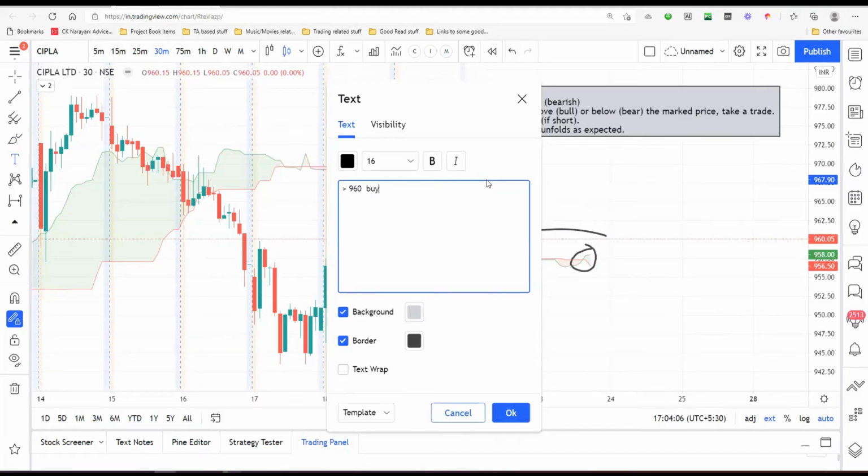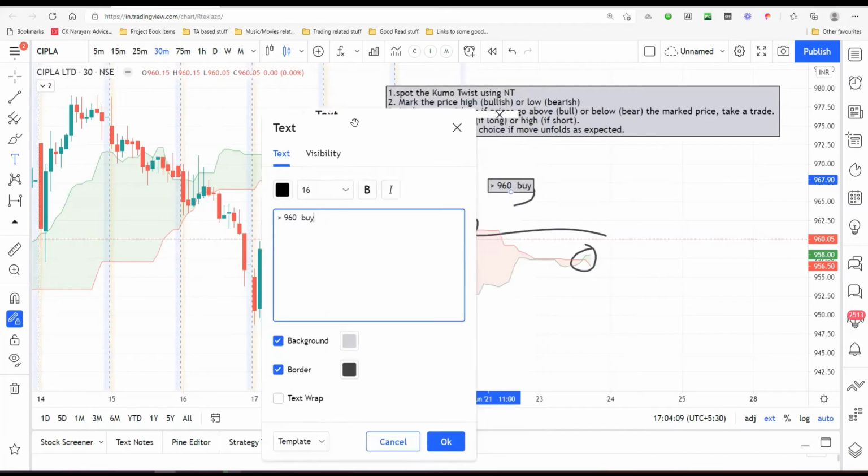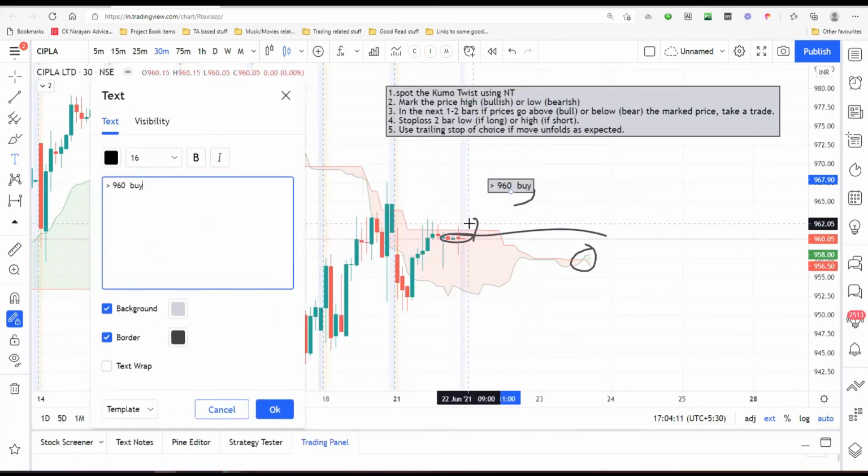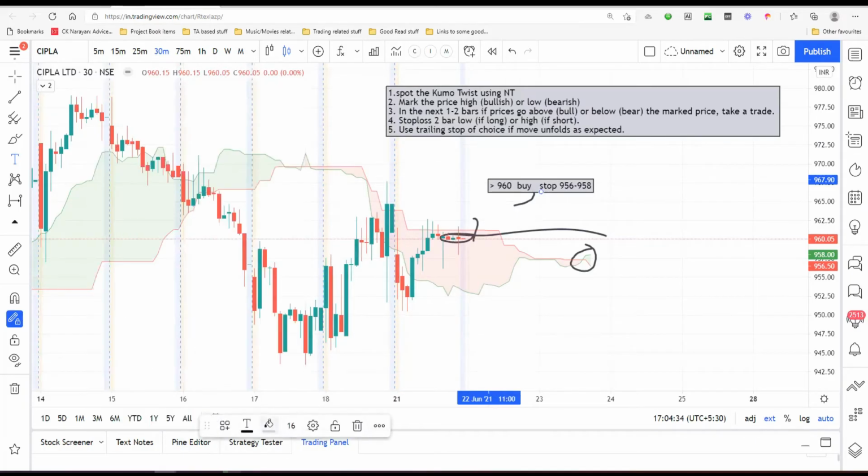And what shall we use as a stop? This is your 2 bar low, so you can put a stop here, 958. If you want to give it a little more room, then you put it below this, which is 956. So you make your stop 956 to 958. That's going to be a pretty tight stop, so you're going to lose very little money. And that's it. That's where you're going to buy Cipla, and that's where you're going to put a stop.